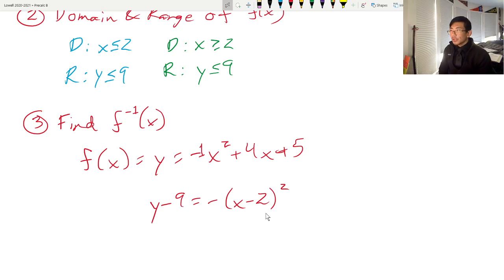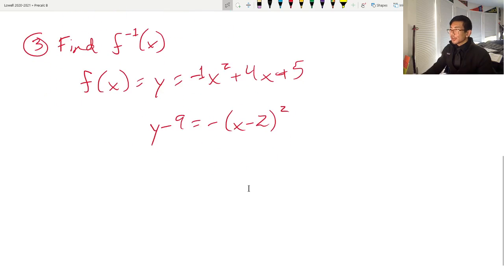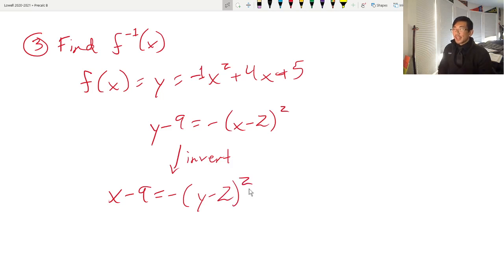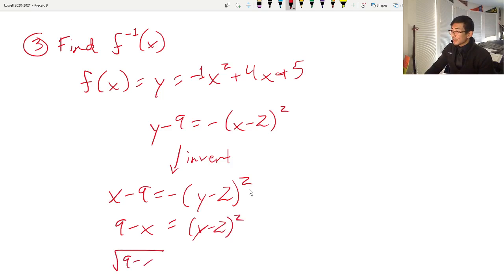Why does this help? Well, because now when I actually invert it, so let's do that now, and I get it like this, there's only one y, at least that we can see. It's all in one place, and so it's easier to solve for. So let's actually do it now. I'm going to divide both sides by negative 1, so I'll end up with 9 minus x is equal to y minus 2 quantity squared. And to get rid of that squared, I'm going to have to take the square root of both sides. I'll get the square root of 9 minus x is equal to y minus 2.